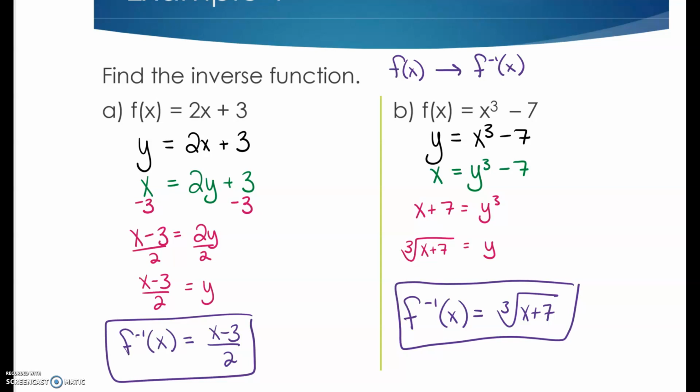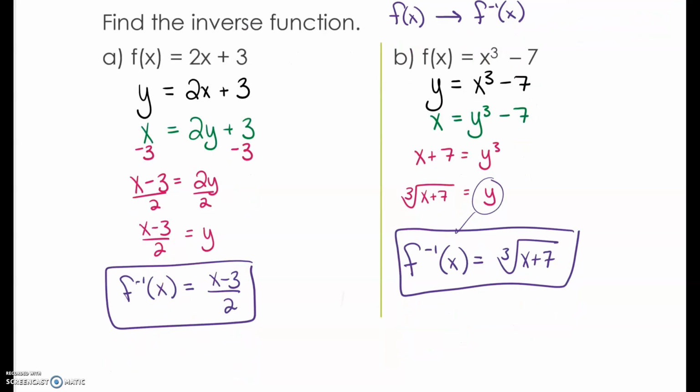Okay, that's really all there is to this. Change f of x to y, switch your x and your y, get y by itself, and then replace that y with that fancy f negative 1 of x.